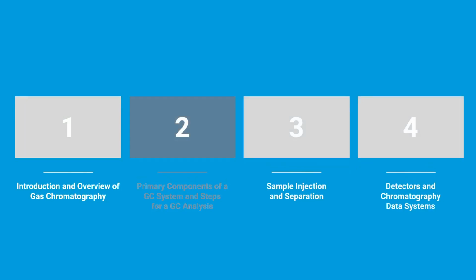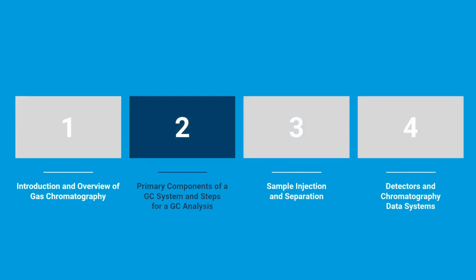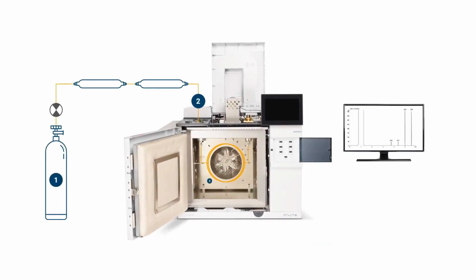This is the second of 4 short videos that will introduce you to the fundamentals of gas chromatography. There are 6 primary components of a GC system.